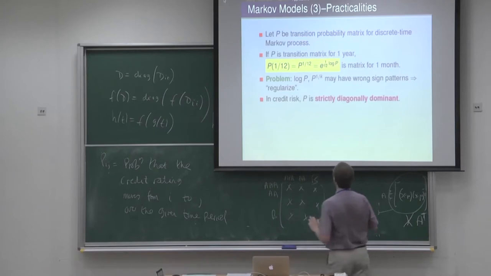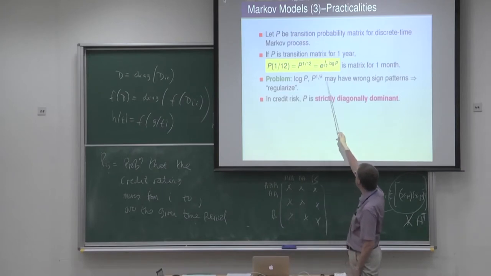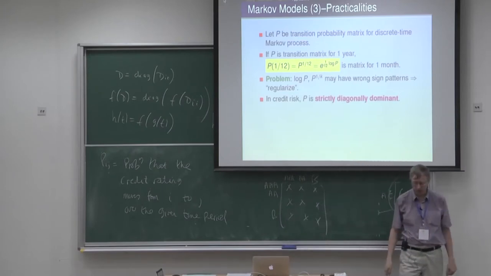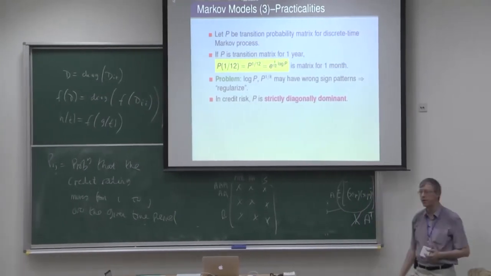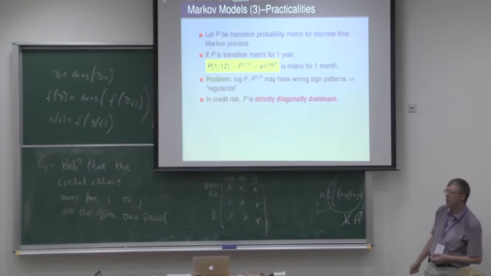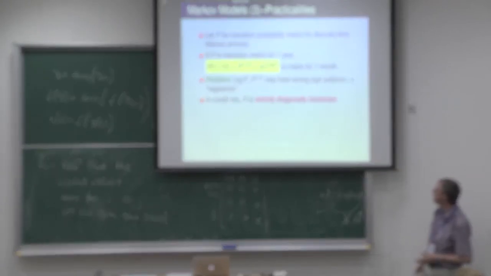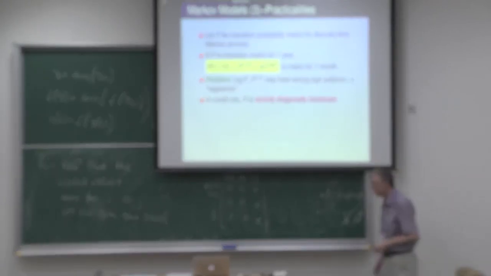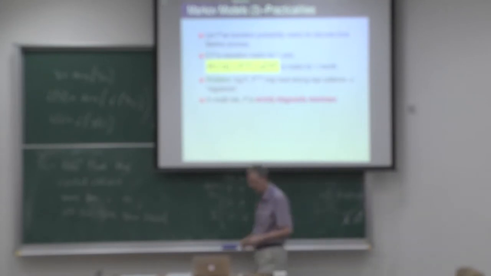So if P to the 1 over 12 doesn't have the required structure, say it has some small negative entries, you want to perturb the matrix back so it's stochastic in some sensible way. It's called regularization. And there are various ways that have been proposed in the literature for doing that.